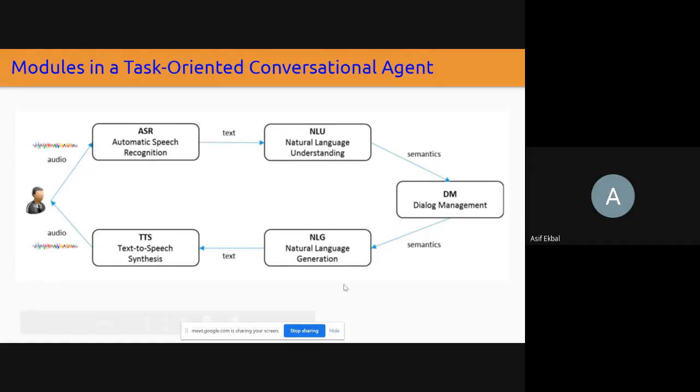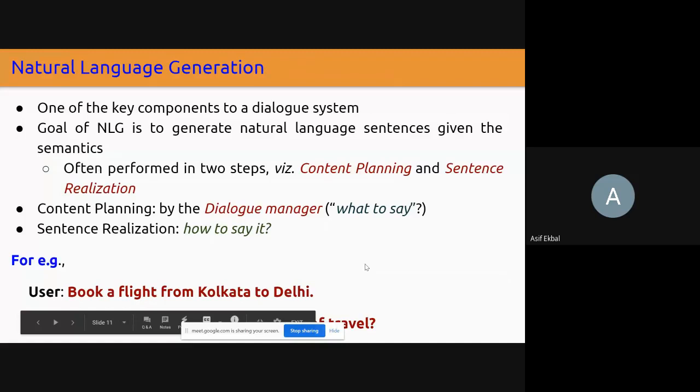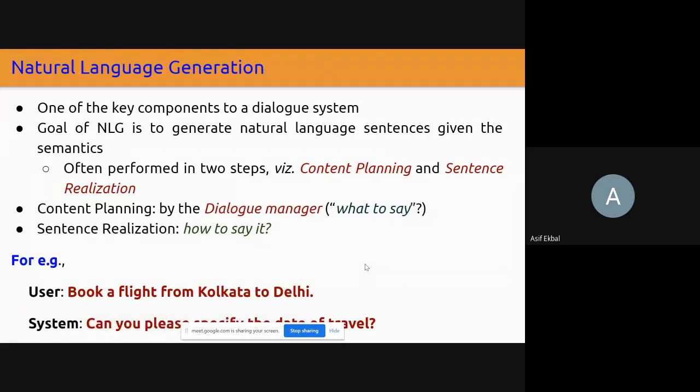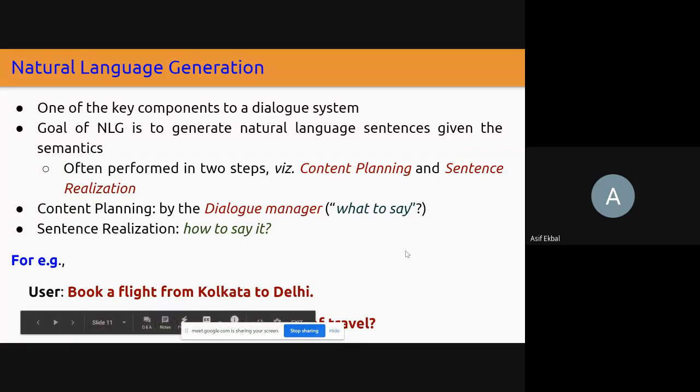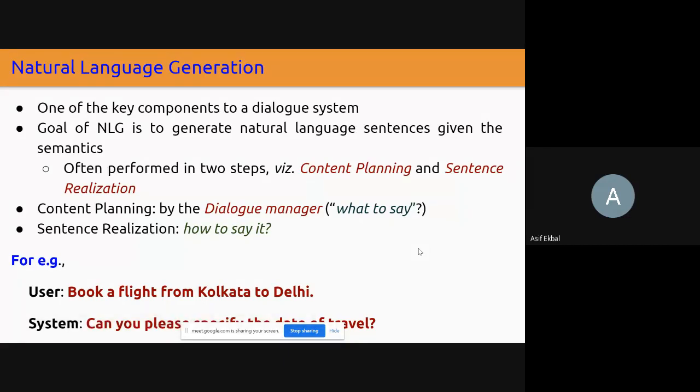Now in my discussions I will focus on this natural language generation part. Okay? So what do you mean by that? This is a very important component of overall dialogue systems, and we can say it is generally the combination of two steps. One is content planning, one is sentence realization.